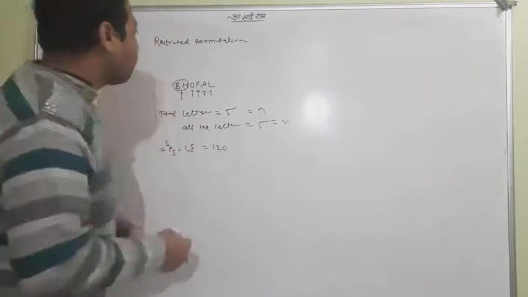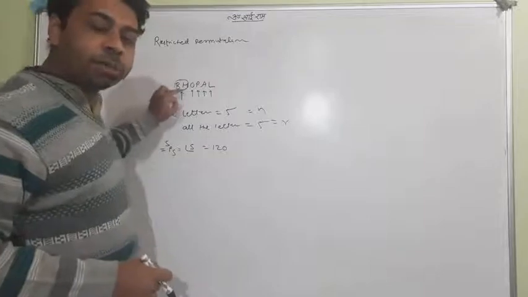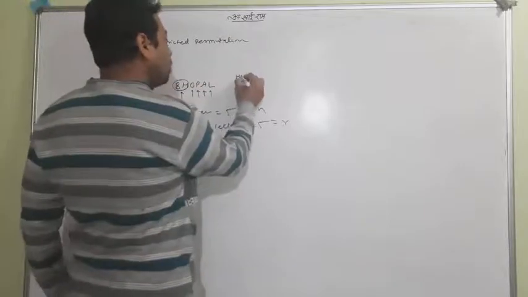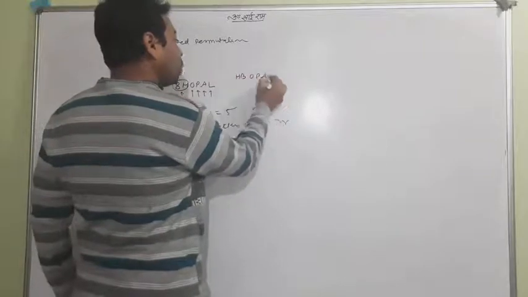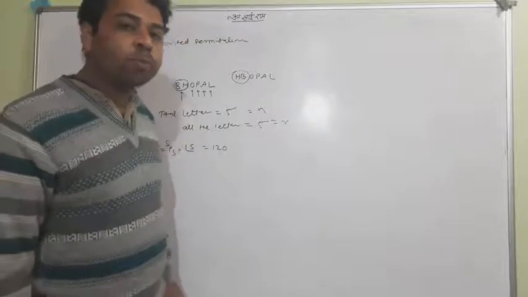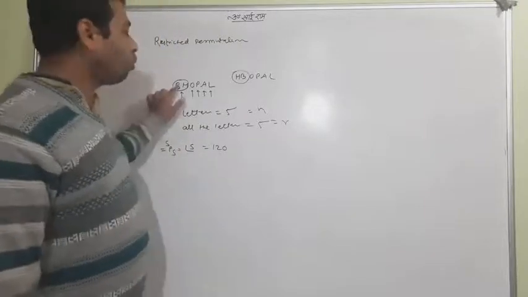BH in the sense BH always together. Can't it be HB? Yes, it may be. Suppose HB OPAL is coming. What do you think? Even B and H come together. So we also have to count the position of B and H.